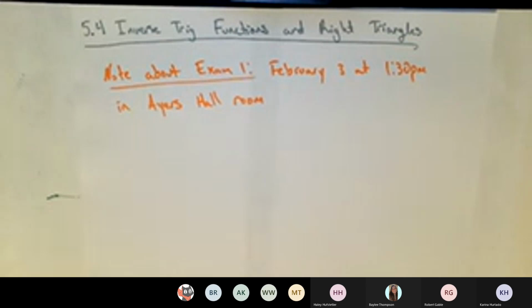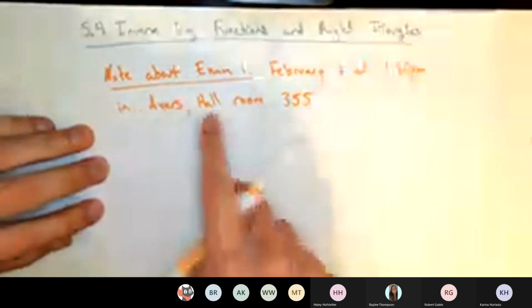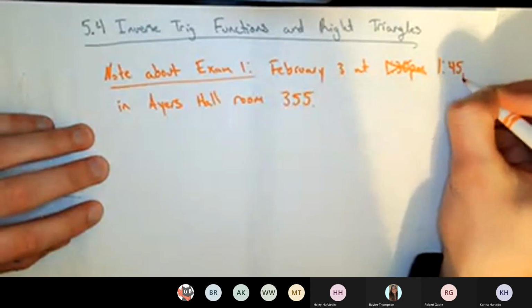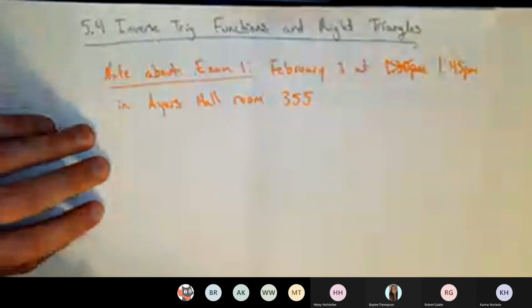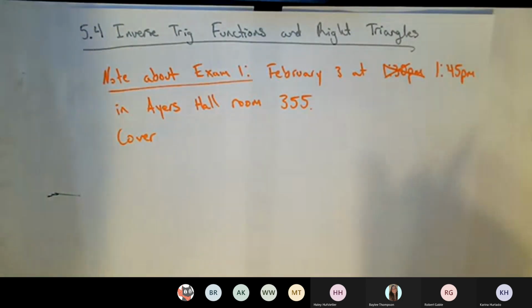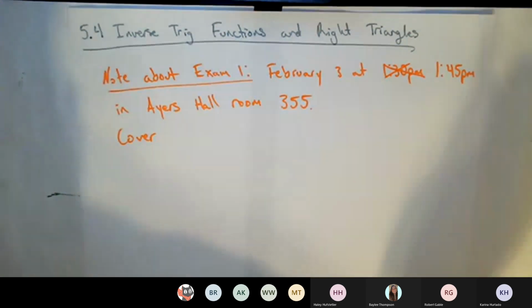Yeah. Oh, not 1:30. Sorry, our class is 1:45, in room AH 355, Ayers Hall 355. So the exam is at the normal class time, 1:45 p.m. It will cover, ideally, sections 5.1 through 5.6, but I don't know whose idea it was to put us on such a tight schedule, especially starting off on a holiday. Okay, it was my idea, but I definitely didn't plan well.